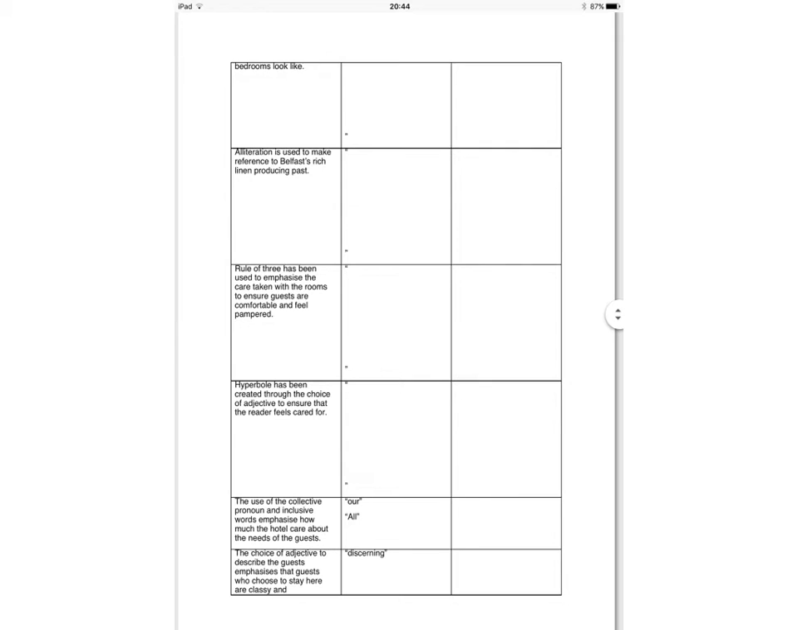Then if you look at the choice of adjective "discerning" to describe the guests, emphasising the guests who choose to stay here are classy and sophisticated, that they make wise choices. Again, suggesting that maybe the clientele of the Titanic are well-educated people who are interested in more than just a luxury stay, but the whole idea of learning something of value from their stay as well, which is really just what the last slide said.